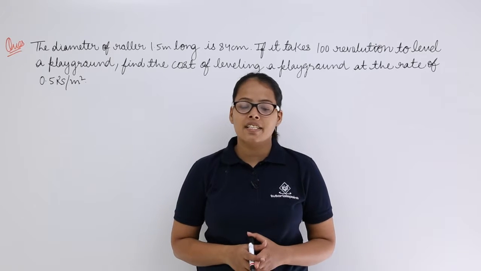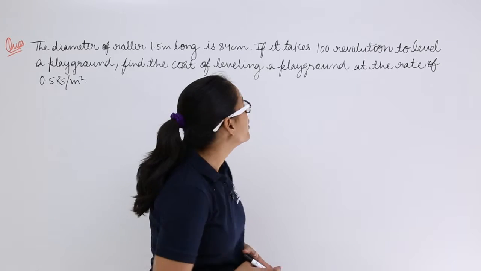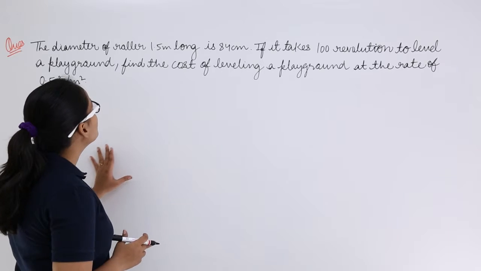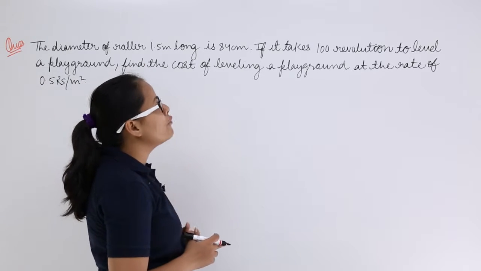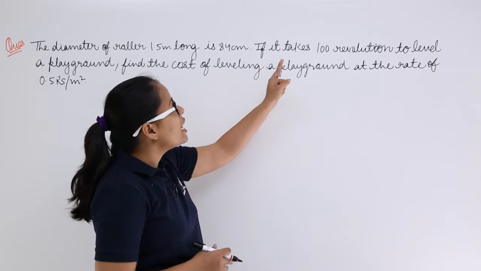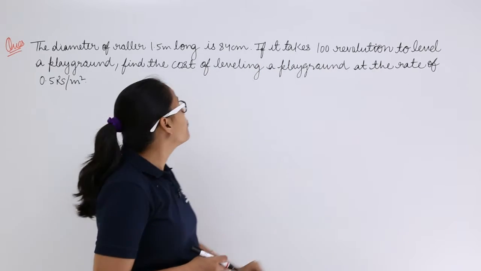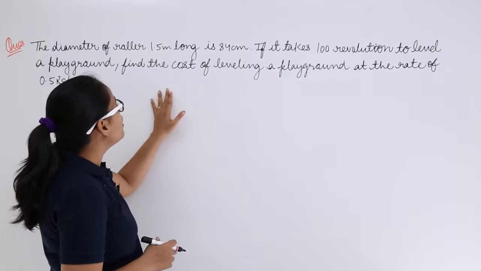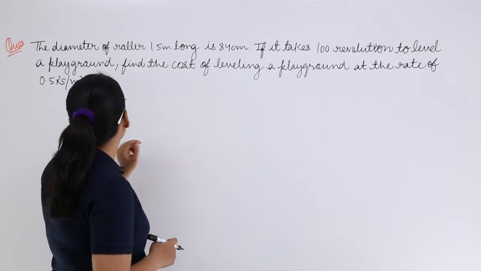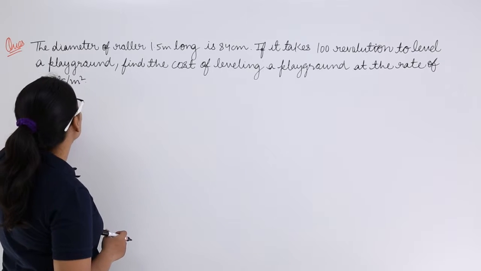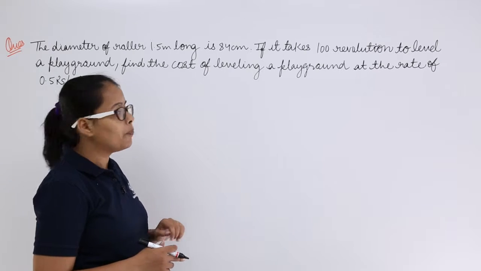Hey guys, let's discuss this problem here. This problem says the diameter of a roller, which is 1.5 meter long, is 84 centimeter. If it takes 100 revolutions to level a playground, then you need to find out the cost of leveling the playground at the rate of 0.5 rupees per meter square.